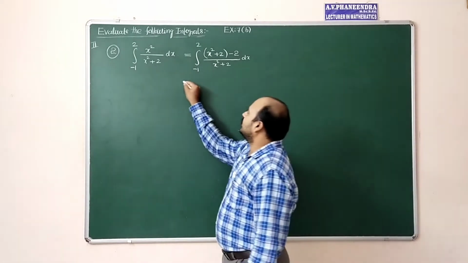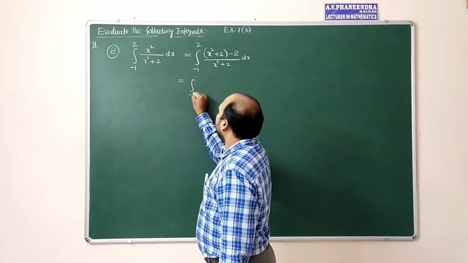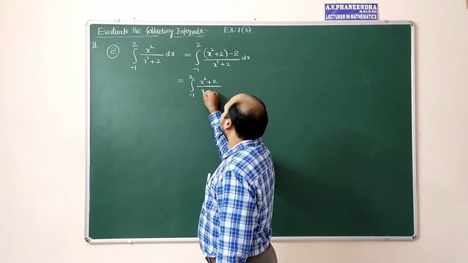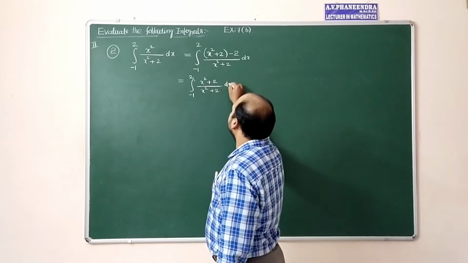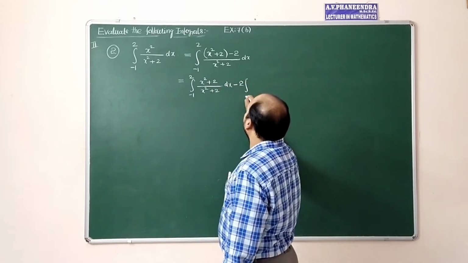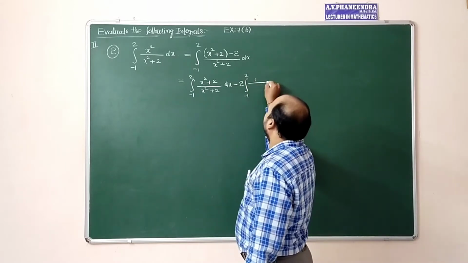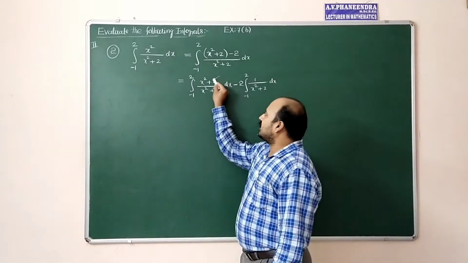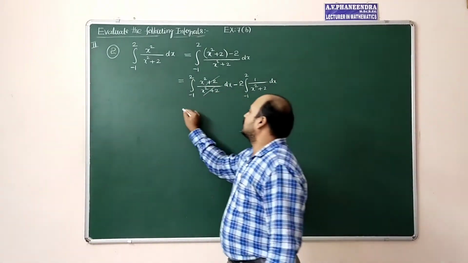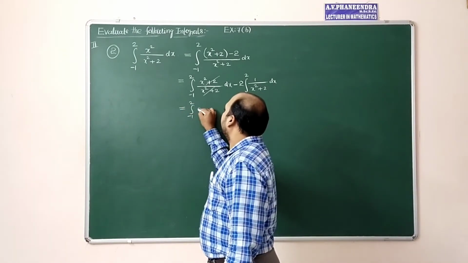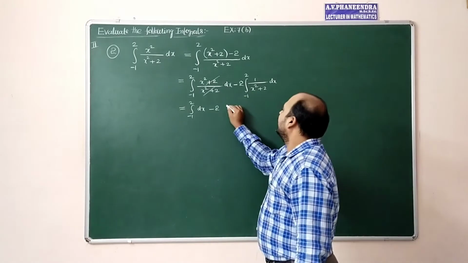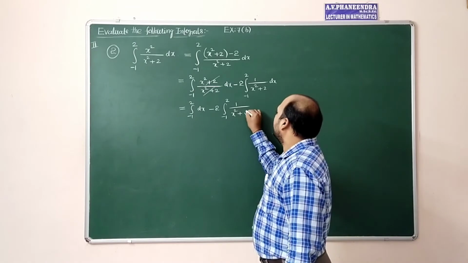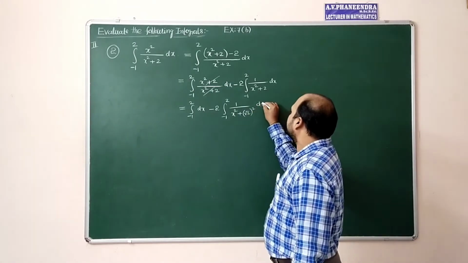After that, split into two integrals. Integral minus 1 to 2 x square plus 2 divided by x square plus 2 into dx, minus 2 into integral minus 1 to 2 1 by x square plus 2 into dx. Here x square plus 2 and x square plus 2 get cancelled, integral dx. So minus 1 to 2 integral dx minus 2 into integral minus 1 to 2 1 by x square plus 2, which can be written as root 2 whole square, into dx.